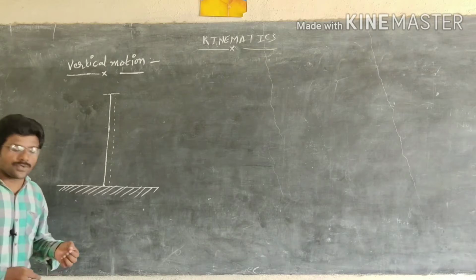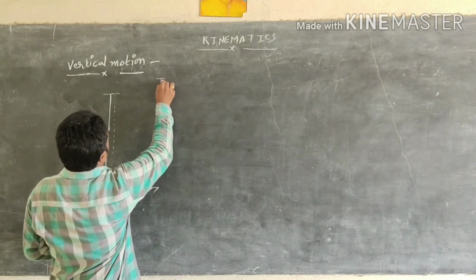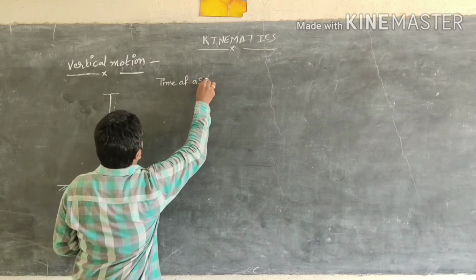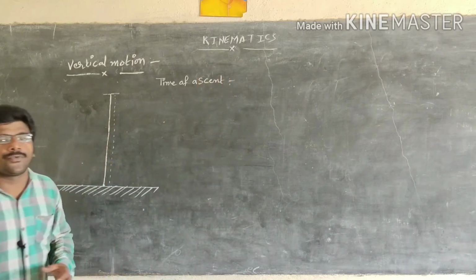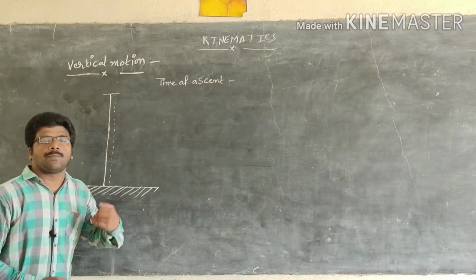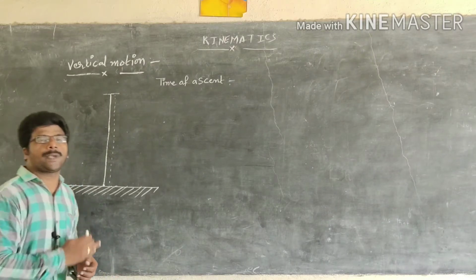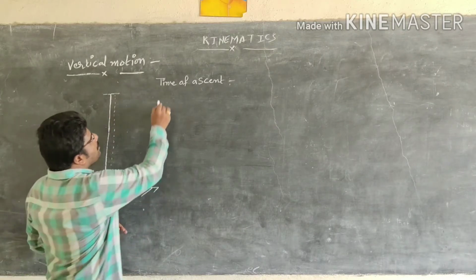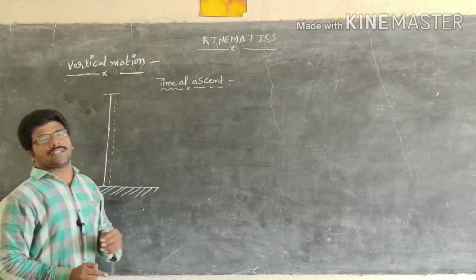In this vertical motion, now we are going to discuss time of ascent and time of descent, time of flight, and maximum height. These are the topics we are going to discuss today. The first one is time of ascent. What is time of ascent?